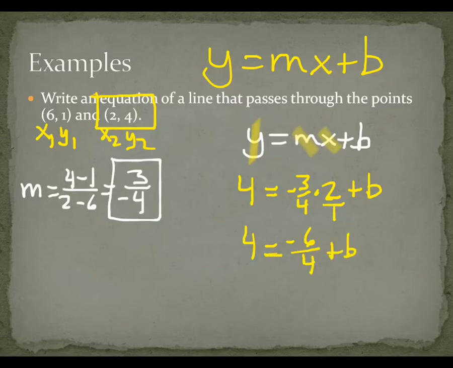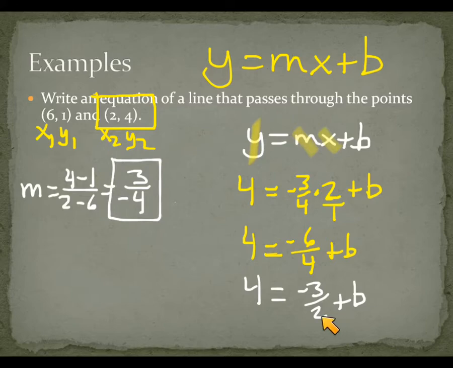Yes, question? I can simplify -6/4. Both of those numbers are divisible by 2. So I'll divide them both by 2. It gives me -3/2 plus b. Again, I'm trying to get b by itself because I want to know what b equals. So I just need to move this -3/2 to the other side. Just like if it was a -3, I would add 3 to both sides. If it's a -3/2, I need to add 3/2 to both sides.